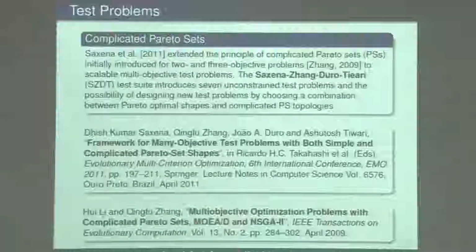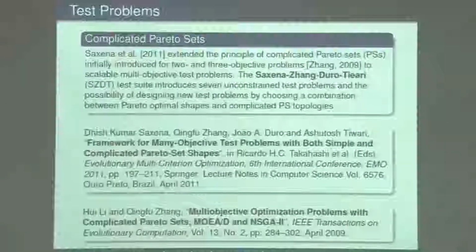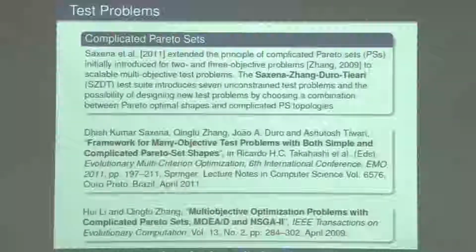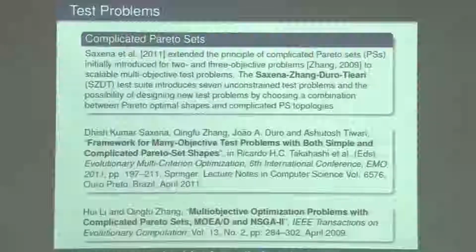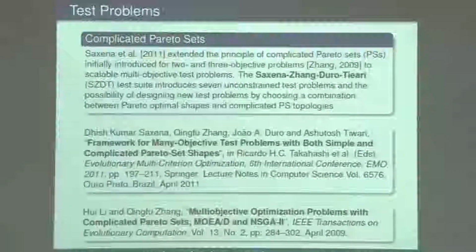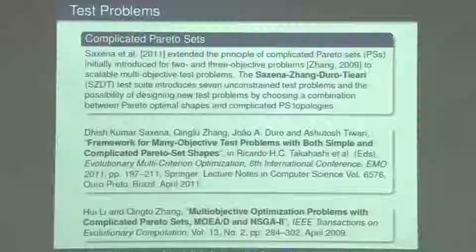So that means they are sort of tuned, right? They modify something in the algorithm. It's not the same algorithm. It has some differences. So, well, Saxena in 2011 proposed another test suite, the Saxena-Zhang-Deb-Tiwari suite. This one was presented at EMO in 2011 in Brazil.